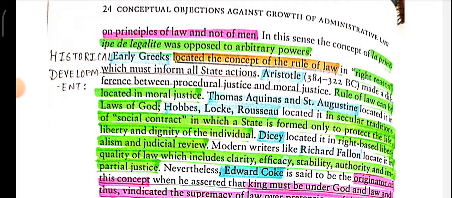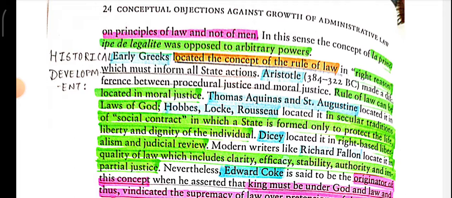Thomas Aquinas and St. Augustine located it in laws of God. Hobbes, Locke, Rousseau, the pioneers of natural justice, located it in the secular tradition of social contract. There is a concept, social contract, of Rousseau. The social contract theory developed the idea that every individual sacrifices some rights to a particular authority to enjoy their rights from time to time. That particular authority is known as the state, which is formed only to protect the life, liberty, and dignity of the individual.